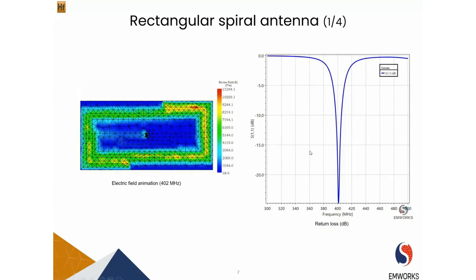Return loss is one of the important parameters when designing antennas. As we can see from the graph on the right, the antenna resonates almost at 402 with return loss of almost minus 25 dB. The frequency band of the antenna is from 397 MHz to 405 MHz, and this lies in the MICS band. On the left, we can see an electric field animation along with the meshed geometry.